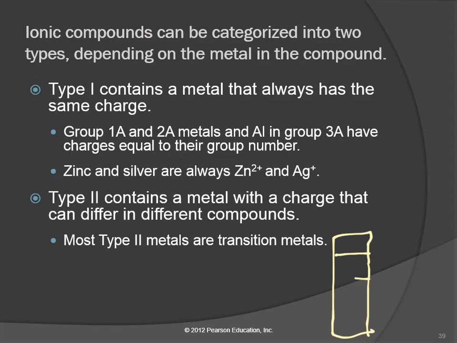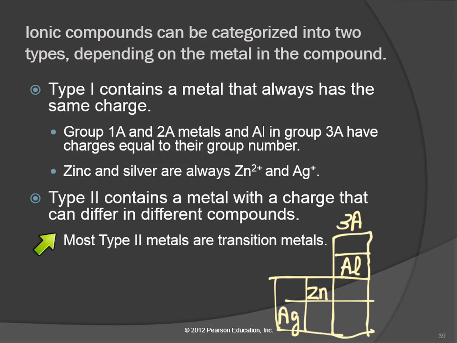So there's boron, there's aluminum. So here is aluminum in group 3A. Here's zinc, and here's silver. This is +3, +2, +1. Stair steps down, okay? So you just have to remember that zinc is +2 and silver is +1.